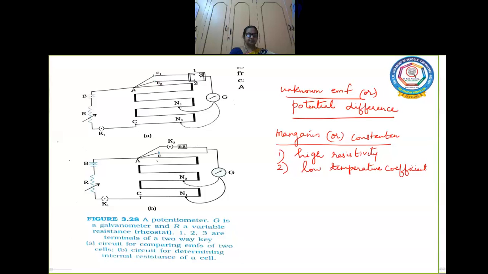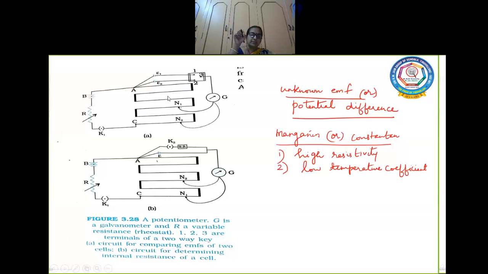And what is the principle of this potentiometer? You allow a constant current to pass through this wire. The current can be varied using a variable resistor. This wire has a uniform cross-sectional area, yes or no? So you allow current to pass through a uniform cross-sectional area, and you have a potential drop. Suppose you keep on moving the jockey from A. Let us consider this point N1. When you move the jockey over this wire, the galvanometer will show some deflection.